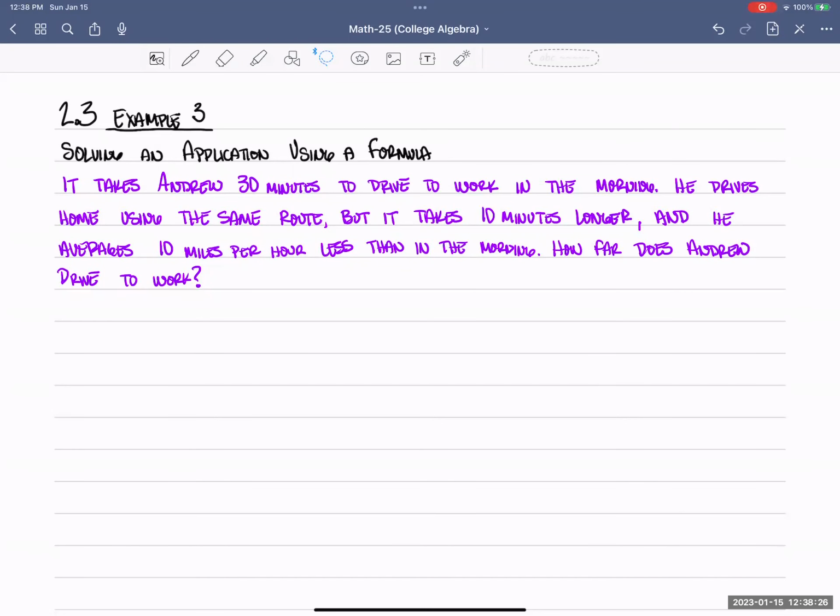Section 2.3, example 3 is solving an application using a formula. It takes Andrew 30 minutes to drive to work in the morning. He drives home using the same route, but it takes 10 minutes longer, and he averages 10 miles an hour less than in the morning. How far does Andrew drive to work?